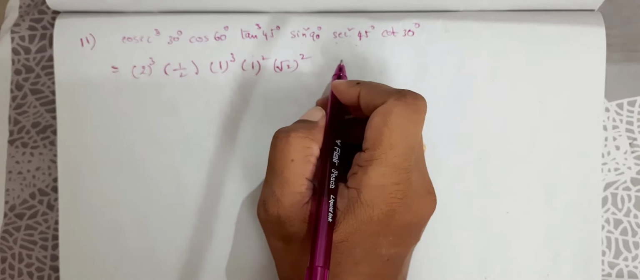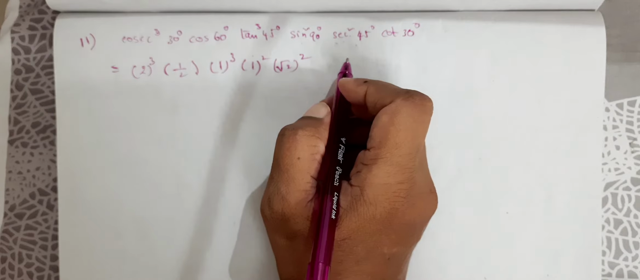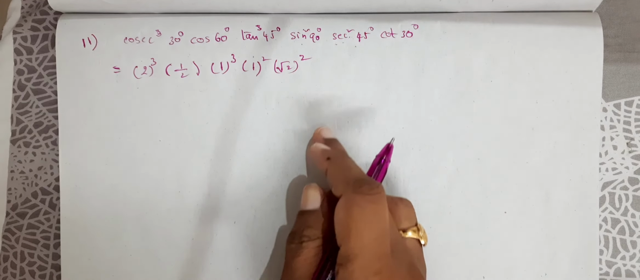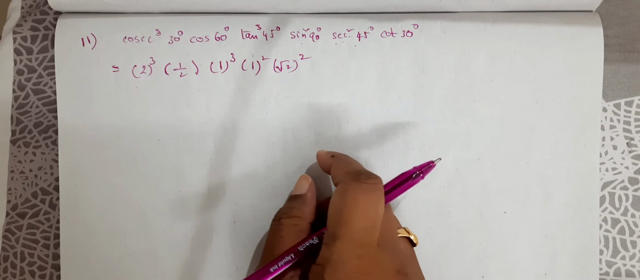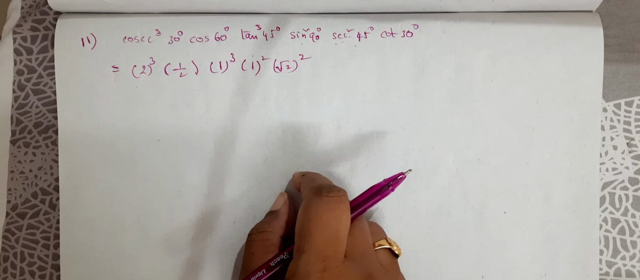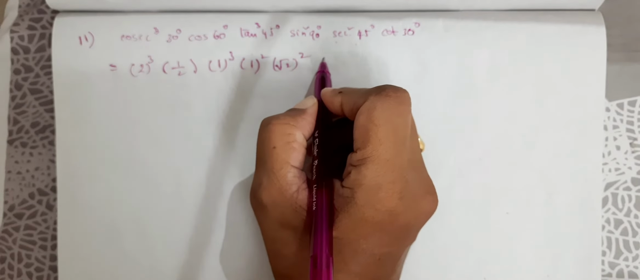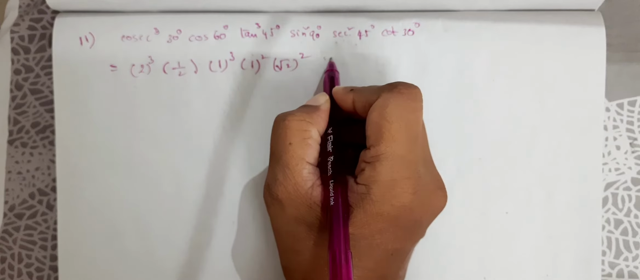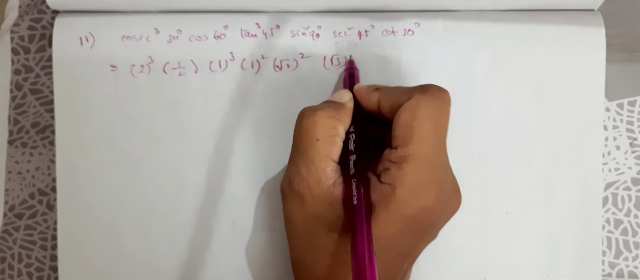Next one is cot 30. Cot can also be defined as cos by sine. So what is the cos value for 30 and sine value for 30? Sine 30 is 1 by 2. Cos 30 is root 3 by 2. So now cot 30 means cos 30 by sine 30, that is root 3 by 2 by 1 by 2, which is root 3 whole square.